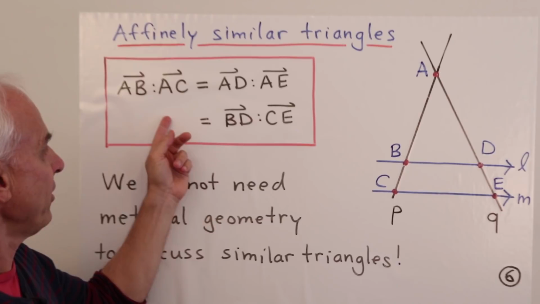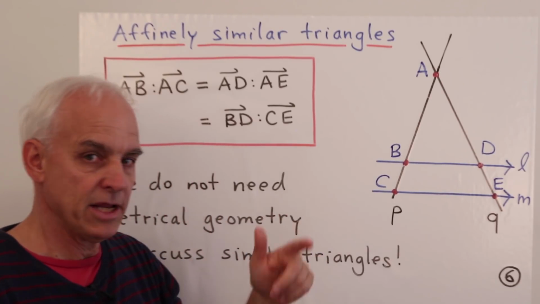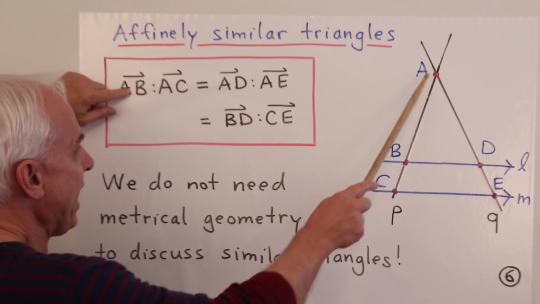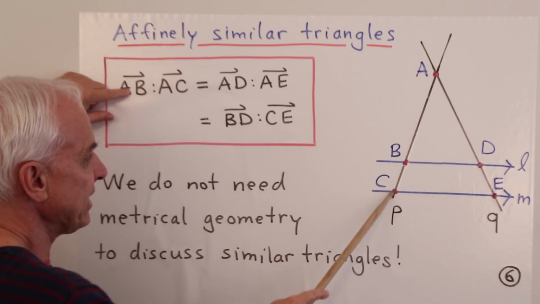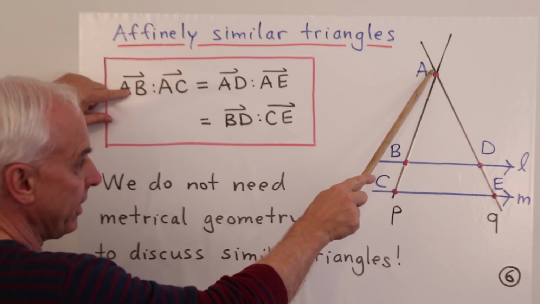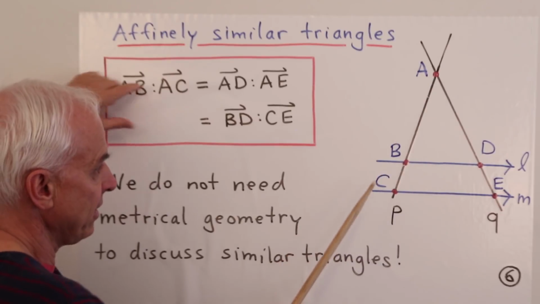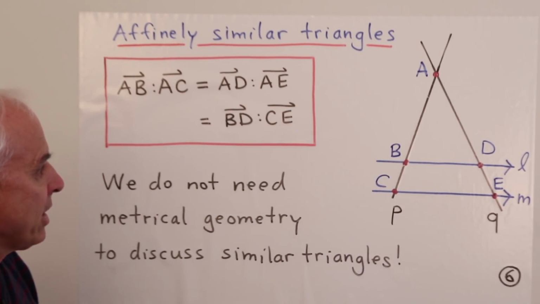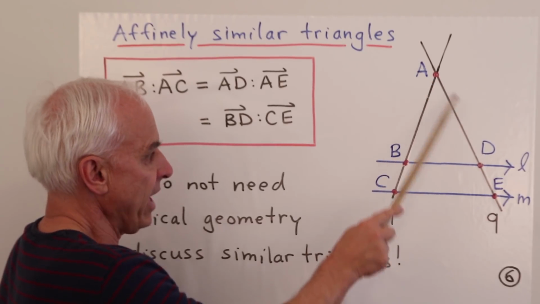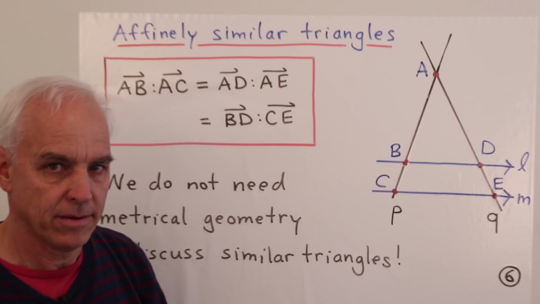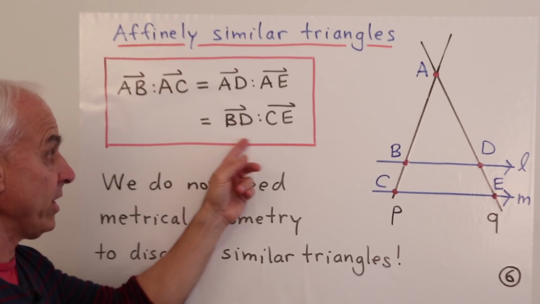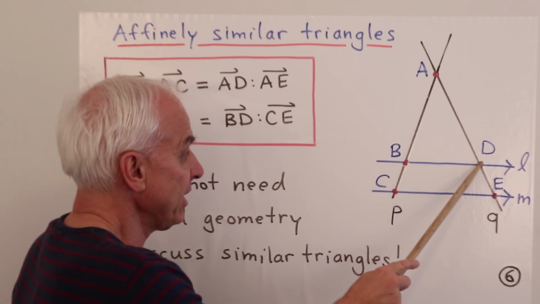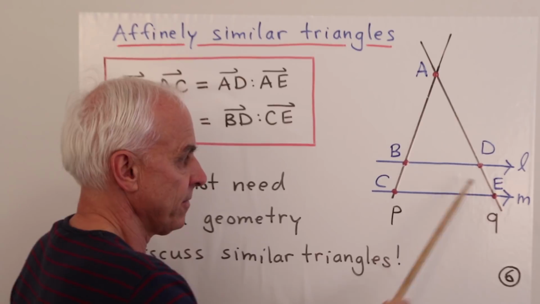And the theorem is that we have three equal proportions here. AB to AC, so starting with A. Okay, so AB to AC, this vector to this vector, equals AD to AE. Also equals BD to CE.